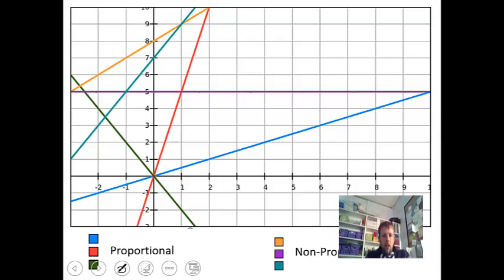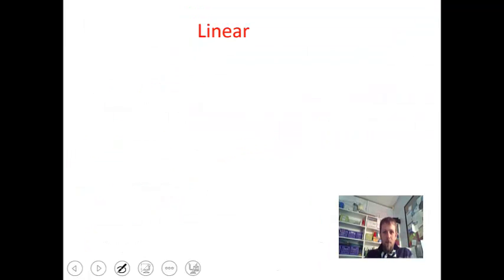As you can see, the first few are proportional and the second are non-proportional. We know they're proportional because they go through the origin, or the 0, 0. The other ones don't go through 0, 0, so we know that they're non-proportional. So the orange one, the purple one, and the green one, the blue-green one, are non-proportional.